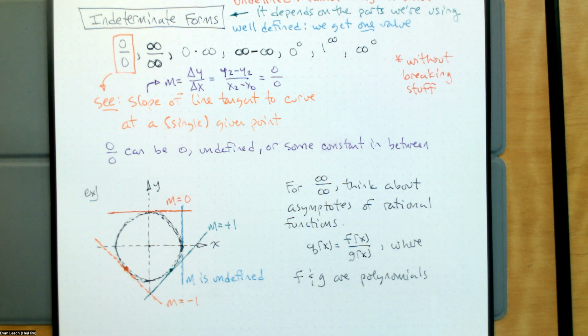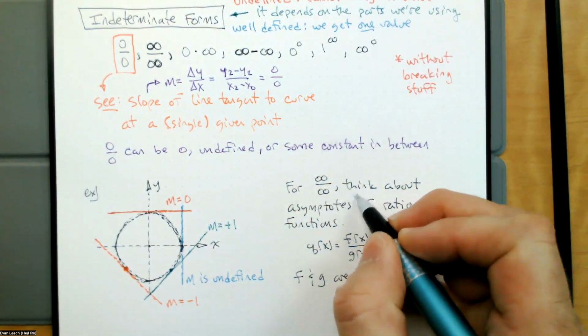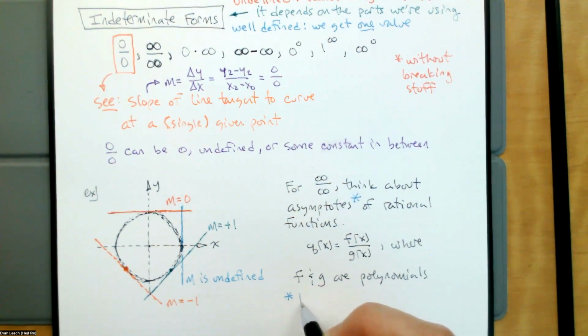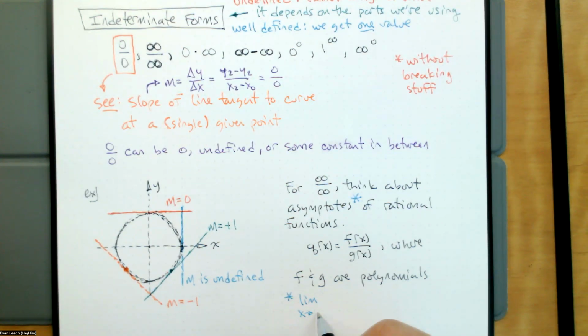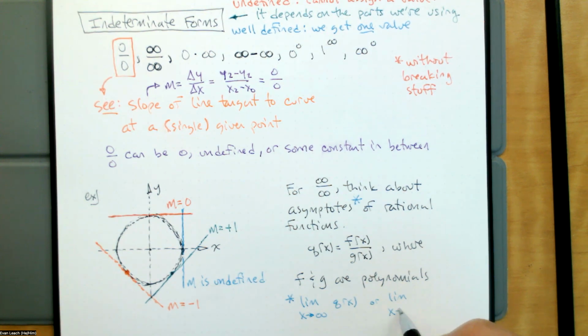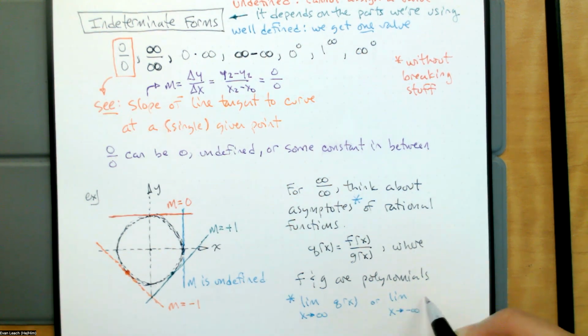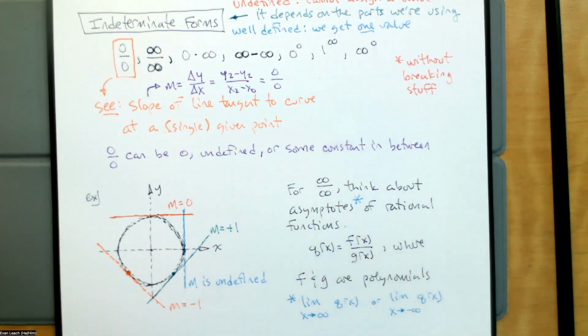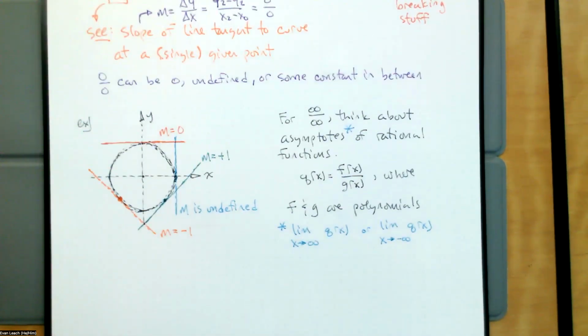When we think about the asymptotes of rational functions, think about the behavior as x goes to positive or negative infinity. Now that we have calculus technology, we can think about the limits. So specifically, I want to think about the limits as x goes to infinity of q of x, or the limits as x goes to negative infinity of q of x. That's our asymptotic behavior, our asymptotes, if we have any. We don't necessarily have them.